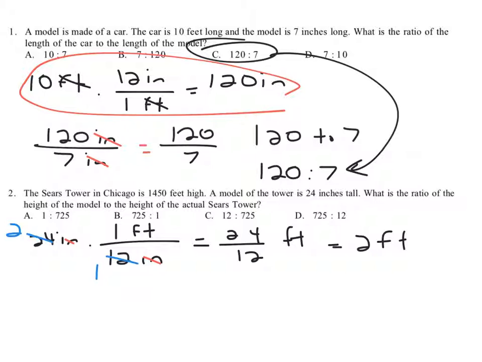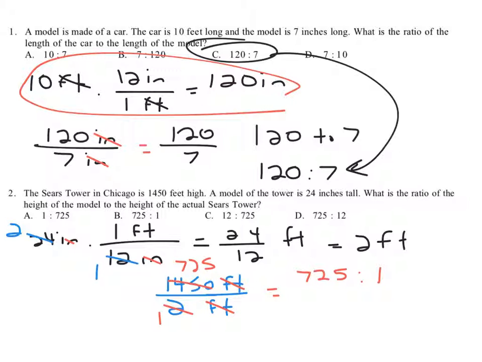So then what do you have as a ratio? You have 1,450 feet for the real Sears Tower and 2 feet for the model. And again, that's the units that they have, but the units will cancel, and so will 1,450 and 2. You can divide them both by 2, and this becomes 725. Dividing this by 2, you get 1. So then what you get is a ratio of 725 to 1, and that's answer B.